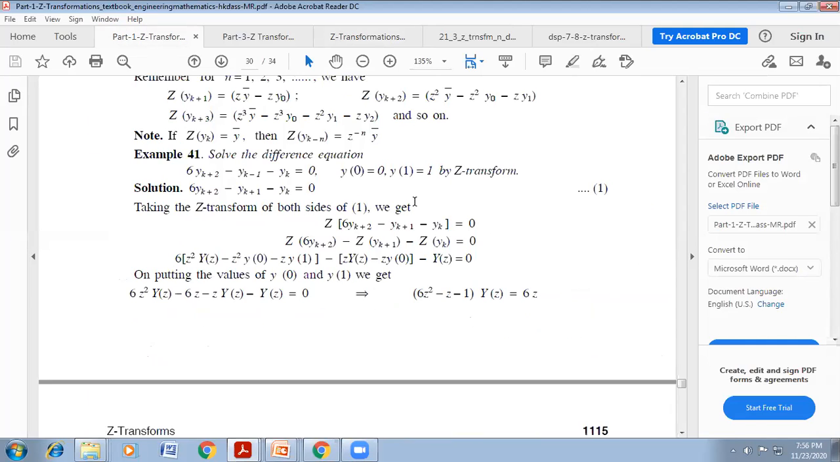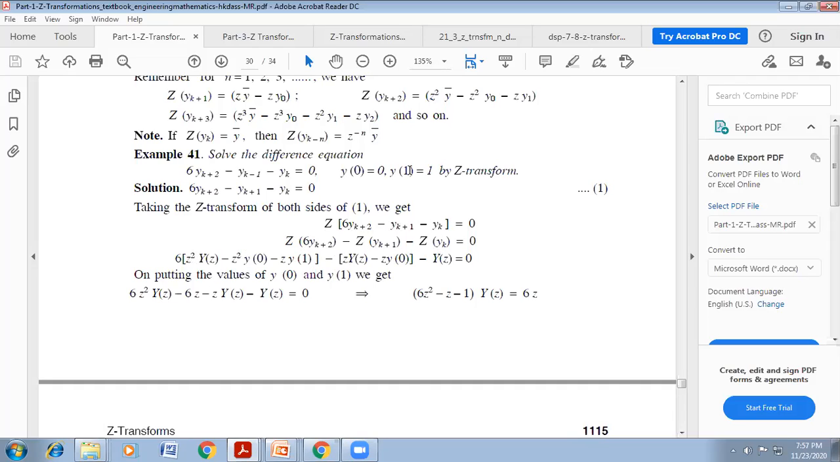Now taking Z transform on both sides, we get Z transform of this whole equals Z transform of 0, which equals 0. Now Z transform of 6 into yk plus 2, by linearity property, is Z transform of this and Z transform of this. Now 6 into Z transform of yk plus 2 can be written as z square yz minus z square y0 minus z y1, and Z transformation of yk plus 1 can be written as z into yz minus z into y0. Then minus this.